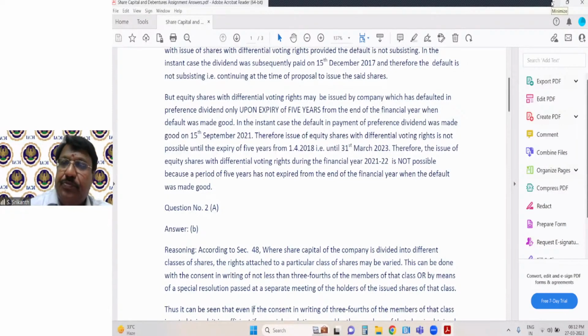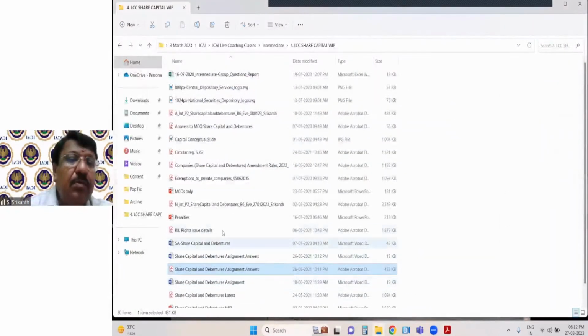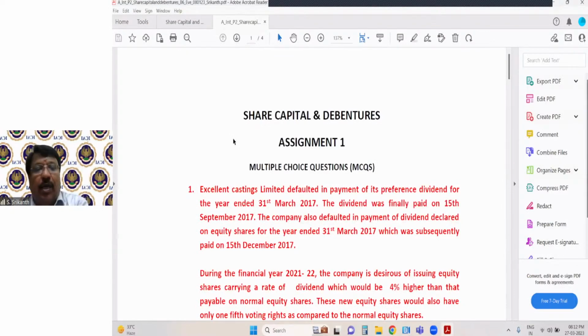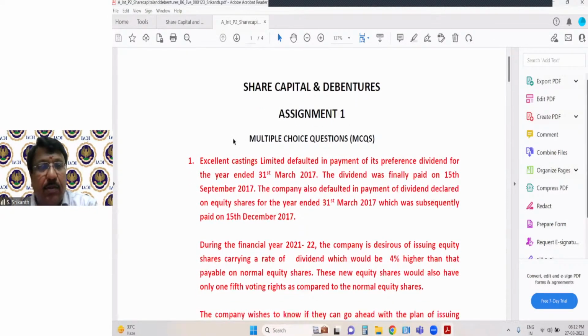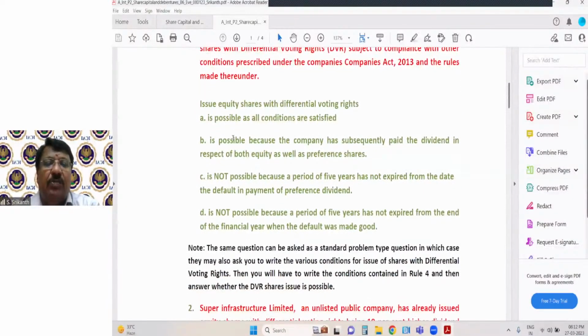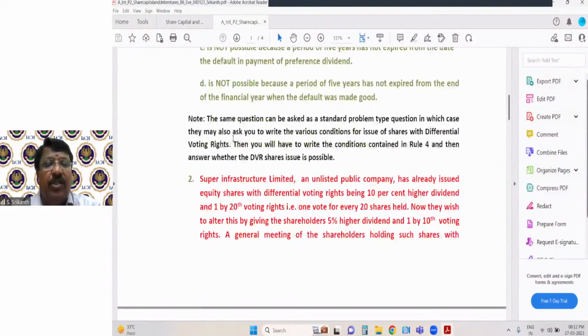Got it? So the correct answer is B. It is not possible because the period of 5 years has not expired from the end of the financial year.